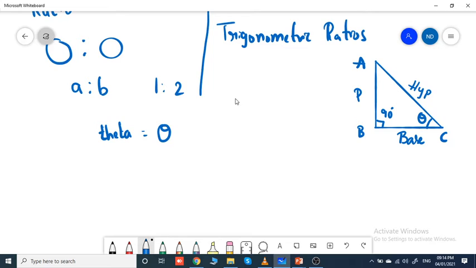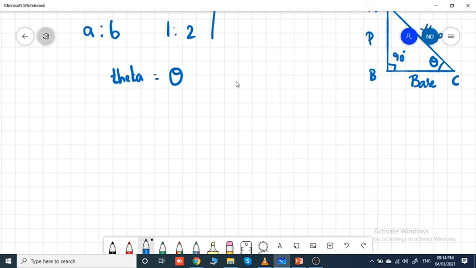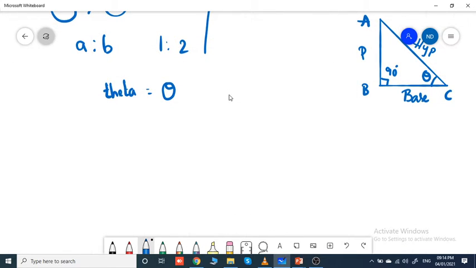I think you people had some awareness about the probability concept. Probability is one of the biggest and important concepts in mathematics. So here I have three terms: one is perpendicular, one is base, and one is hypotenuse. I have 3 variables here. By using these 3 variables, I want to make 6 formulas.